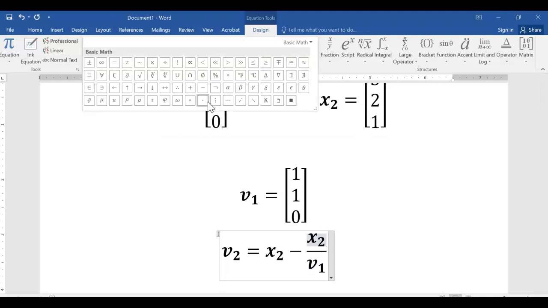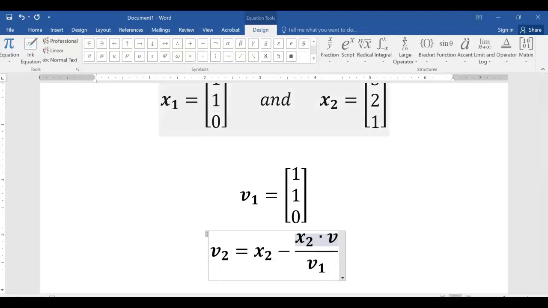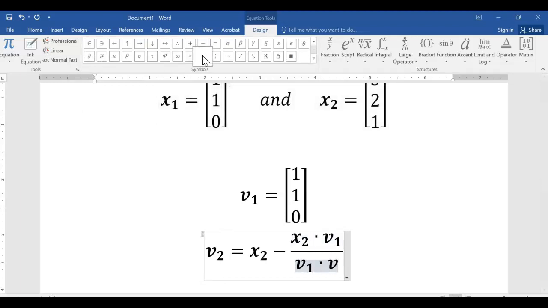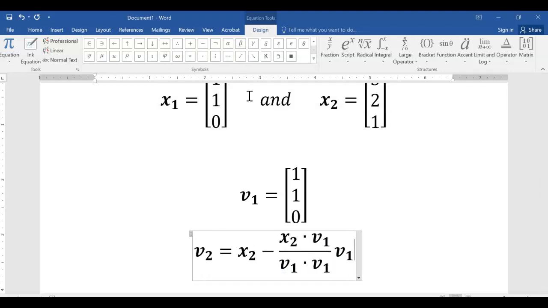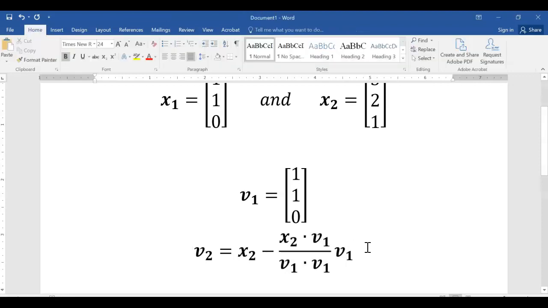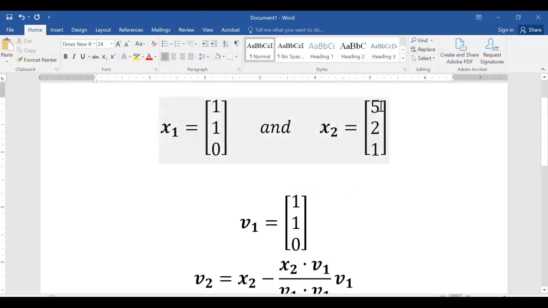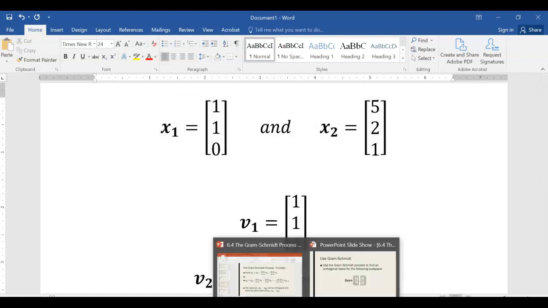Don't forget how to do that. Inner product of x2 and v1, over inner product of v1 and v1, multiplied times v1. Okay, so if we just calculate this, this is the component of x2 which is orthogonal to v1. So let's go ahead and do that. So v1 is 1, 1, 0. x2 obviously is 5, 2, 1.